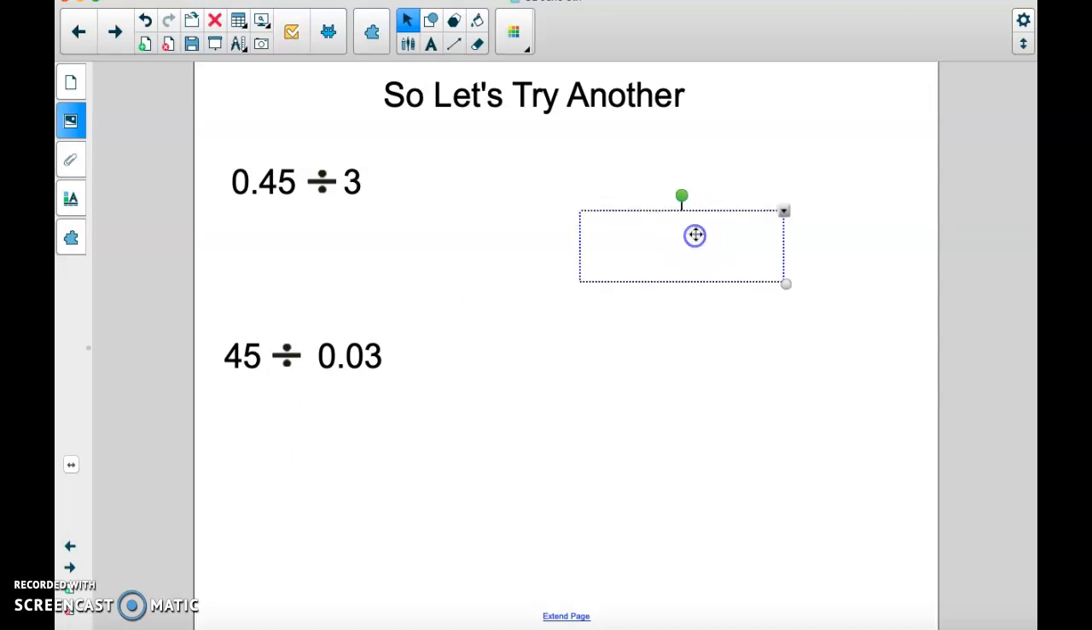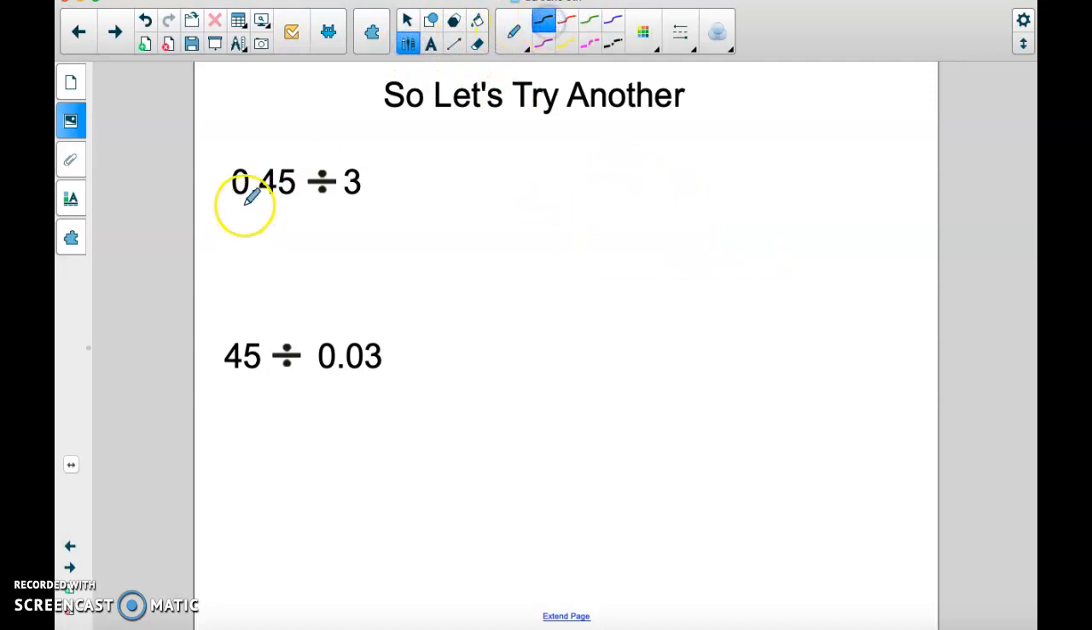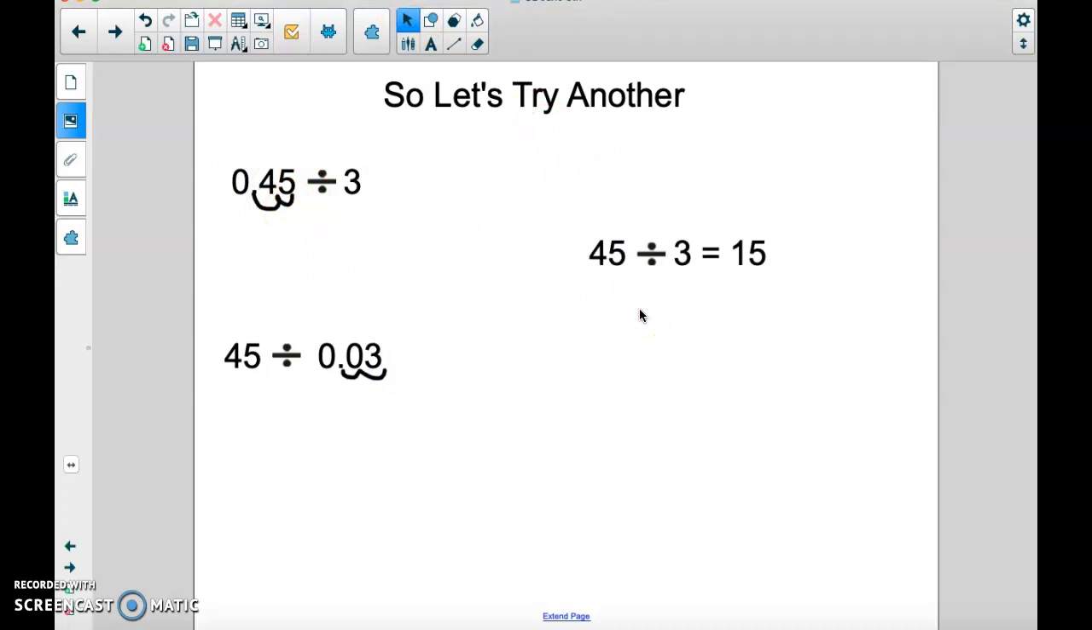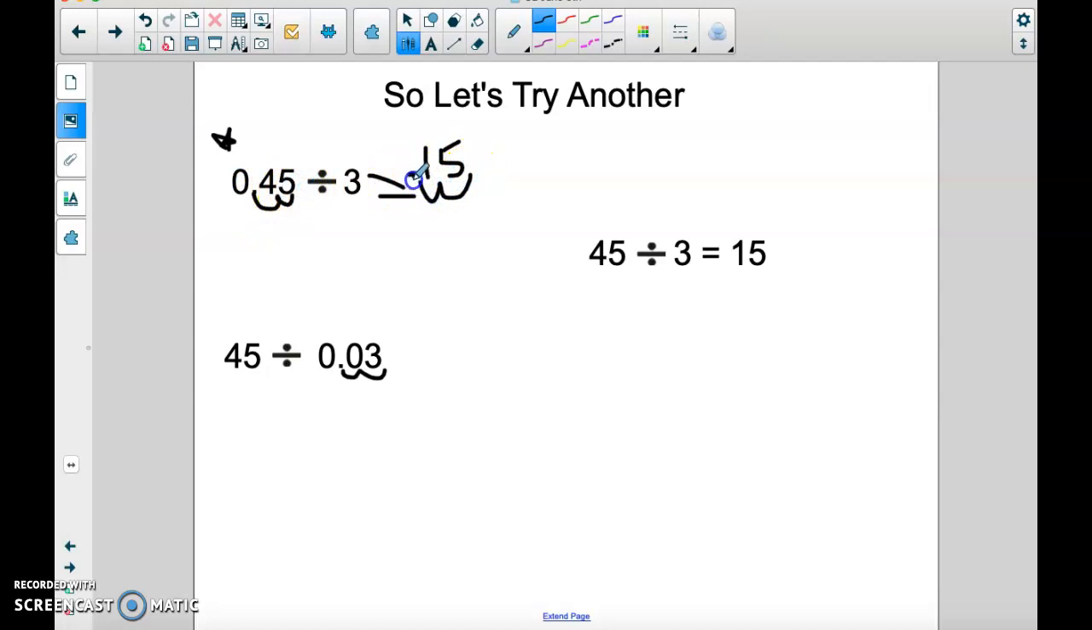All right. So in both problems, we move out the decimal. Bump, bump, bump, bump. So it turns into 45 divided by 3 both times, which is 15. So if we have 15 here, this is where the decimal is in the first one. If it's in the first one and I made 2 jumps, I'm going to go back 2 jumps.